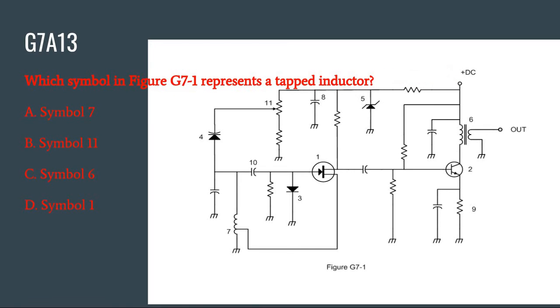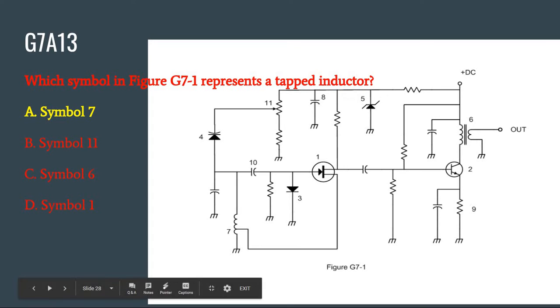Alright, going on, G7A13, which symbol in figure G7-1 represents a tapped inductor? A, symbol 7, B, symbol 11, C, symbol 6, or D, symbol 1? Correct answer here is A, symbol 7. So we're looking at right down here.